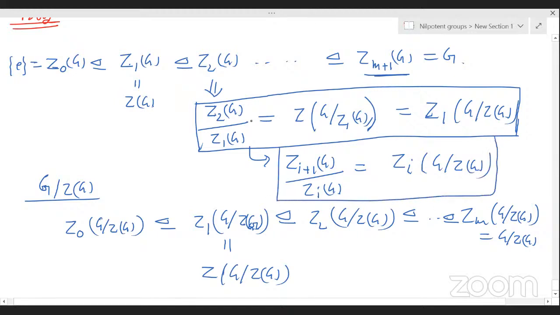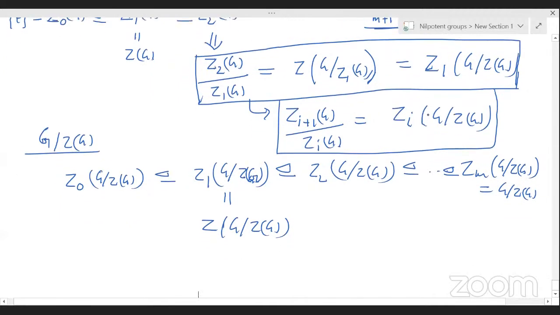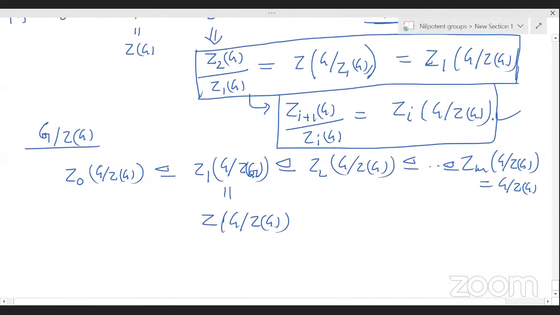Okay, from here we can guess this formula. And now we will prove first this thing, that this is true by induction on i, and then we will be able to prove very easily that if Z_m(G/Z(G)) is G/Z(G), then Z_{m+1}(G) is equal to G. Okay, so let us start the proof.